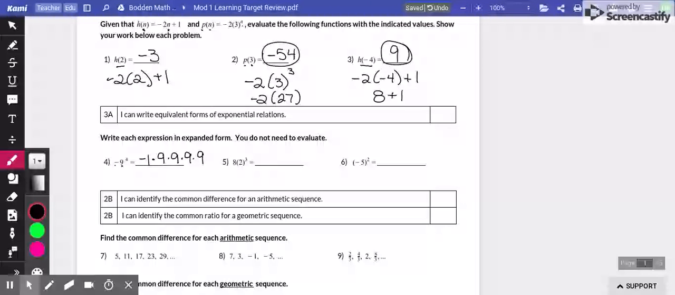Number 5, 8 times 2 to the 3rd power. So 8 only has an exponent of 1. 2 has an exponent of 3. So times 2 times 2 times 2. Problem number 6. The whole quantity negative 5 is being squared. That means all of negative 5 is being squared.